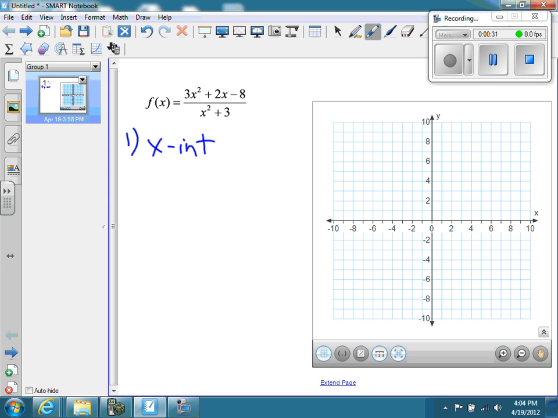Well, if I'm going to have the intercept of the x-axis, that is going to be where y is equal to 0. So I want to set f of x, y, equal to 0. And if I set that equal to 0, I'm only concerned about my numerator. If my numerator is equal to 0, then my function is going to be equal to 0. So let's see if we can factor this out. I have 3x squared plus 2x minus 8.